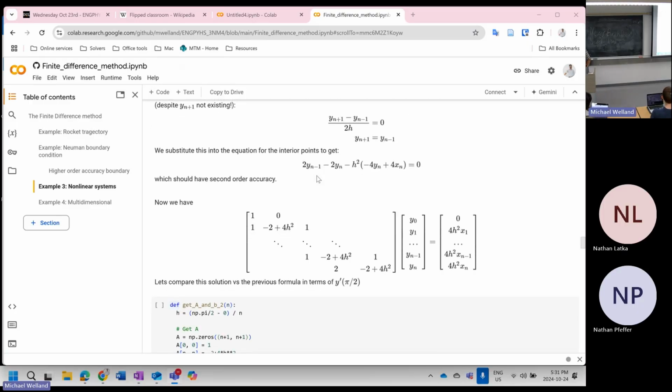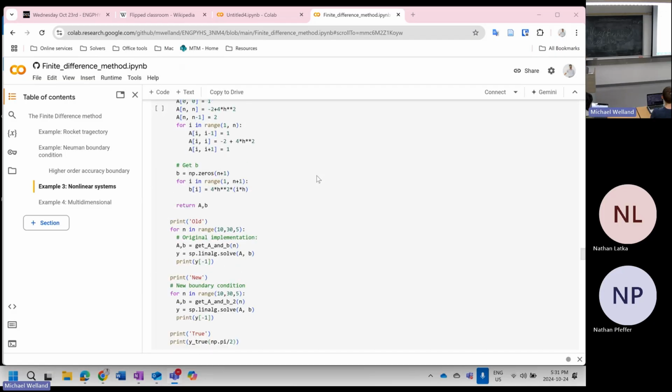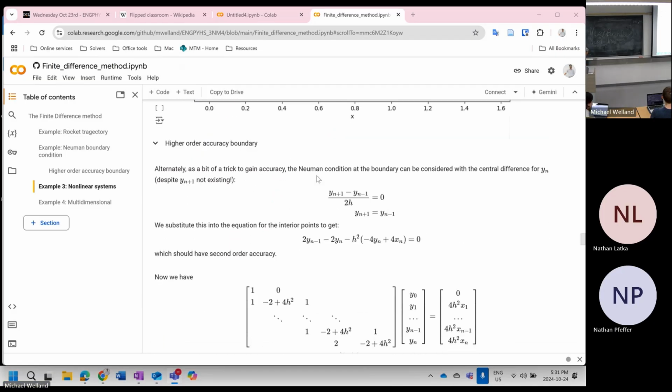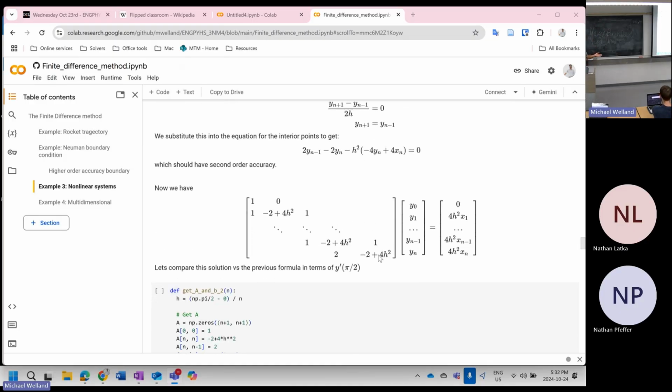Okay, so this was the little trick that when you have a Neumann boundary condition, because it's fairly straightforward, you're already at the endpoint of your domain. So you're at your final element in your vector. So you shouldn't be applying central difference because there is no n+1. But you can use the central difference formula to say it as if there is one, in which case you just get that super simple equation. You plug that into your central difference one that is valid for the interior point, and you can still use that. In which case you get a slightly better answer.